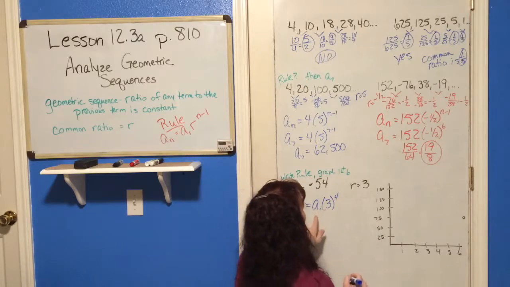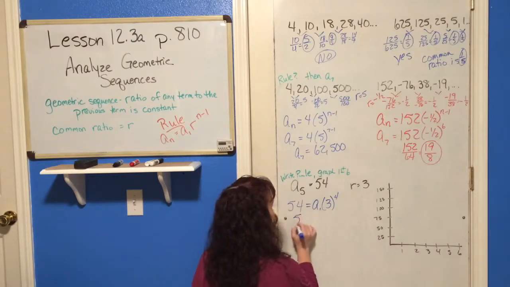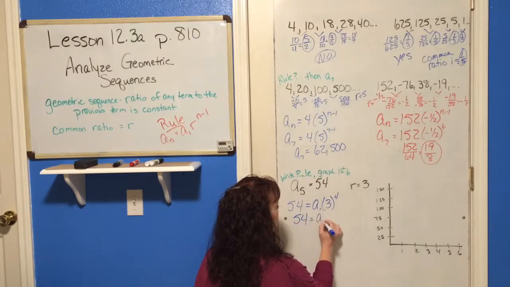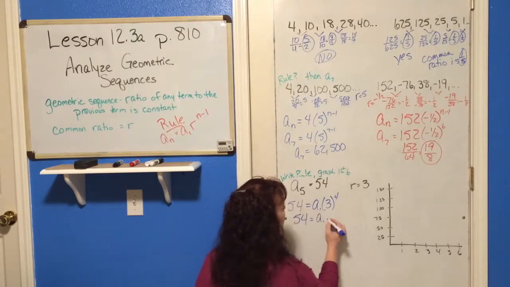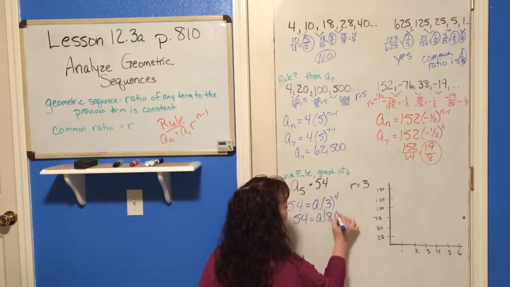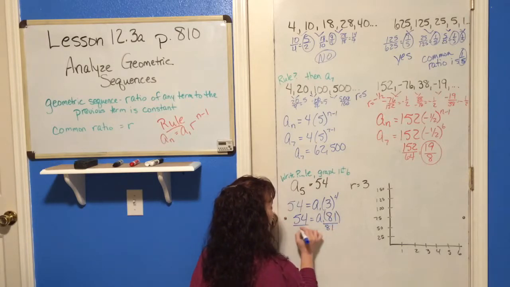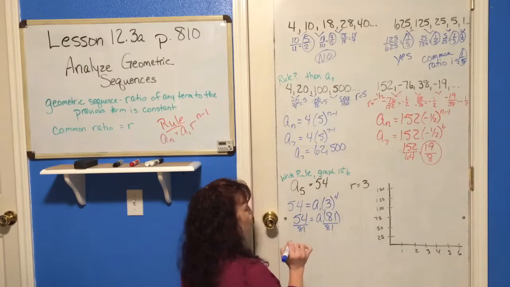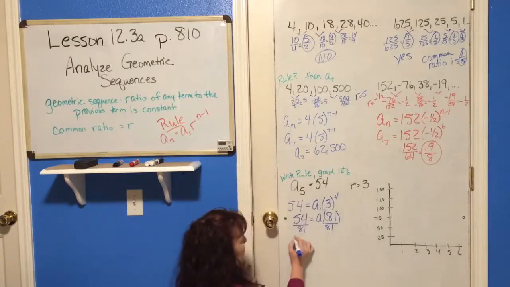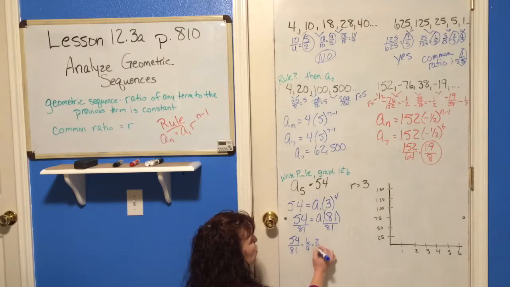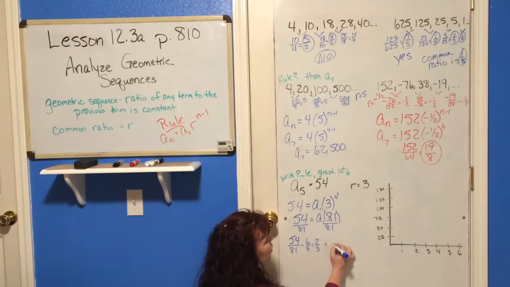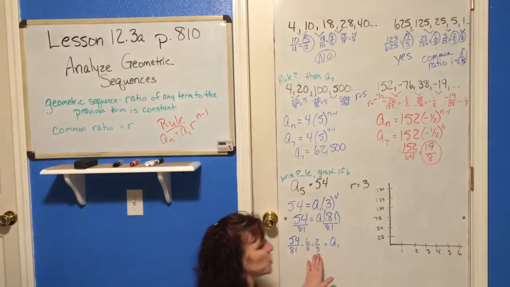So now we can figure out what the first term is. So 54 is going to equal a sub 1 times 3 to the 4th, which is 81. So just divide by 81. So now 54 over 81, we can divide by 9 and get 6 over 9, and by 3 and get 2/3. So your first term is 2/3.